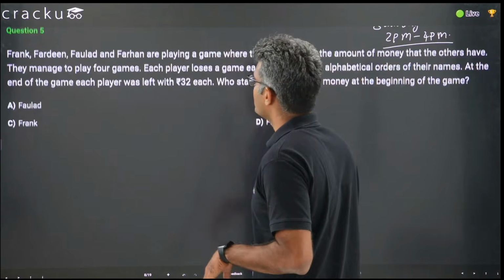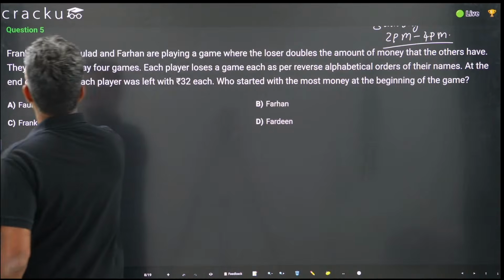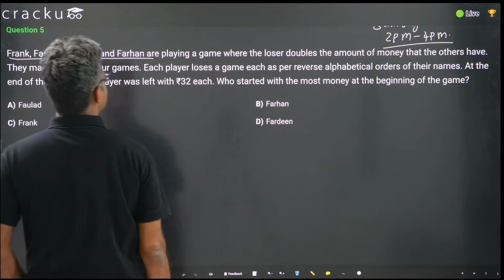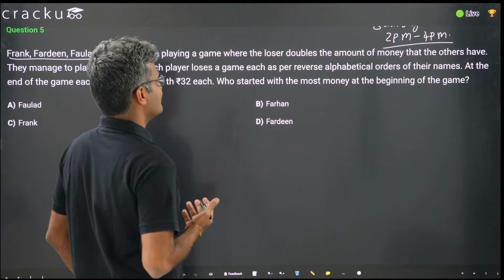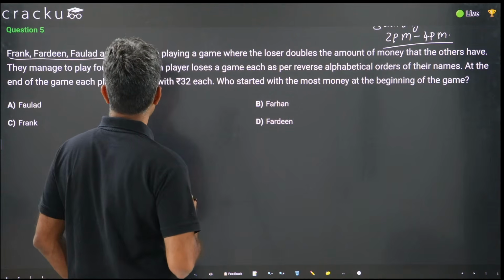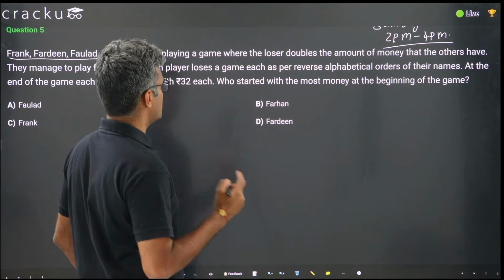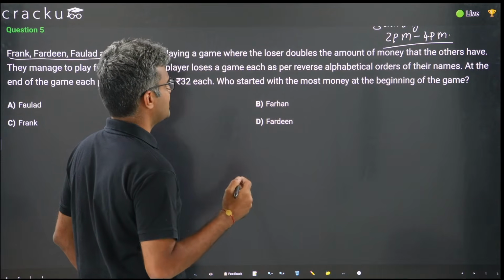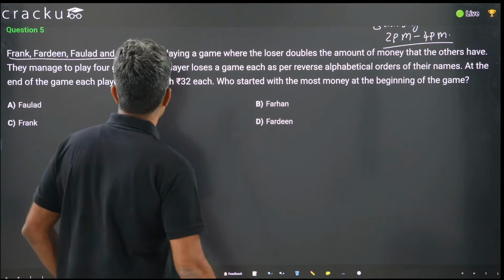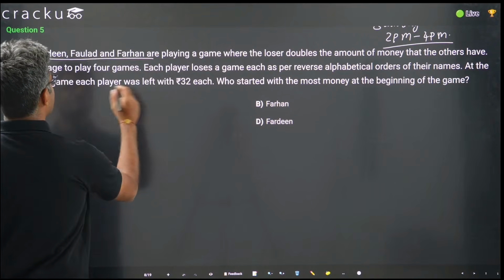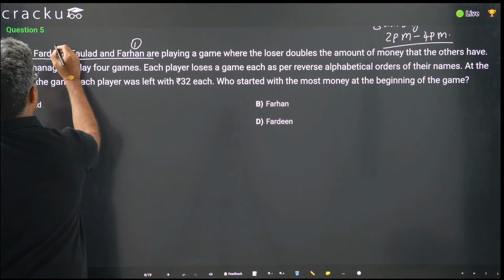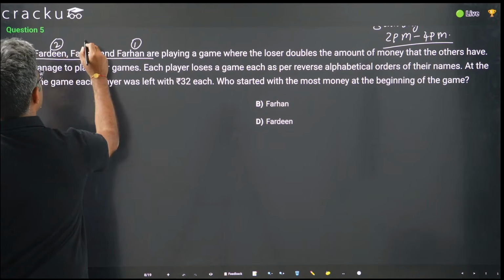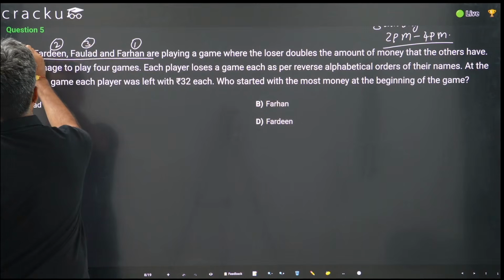Okay. In this question, we are given that there are 4 people, Frank, Ferdin, Foulad and Farhan. They are playing a game where the loser doubles the amount of money that the others have. They manage to play 4 games. Each player loses 1 game each as per the reverse alphabetical order of their names. So who is first in alphabetical order? This guy is first, Farhan. Second, I think, will be Ferdin, F-A-R. Third will be Foulad. And fourth will be Frank.